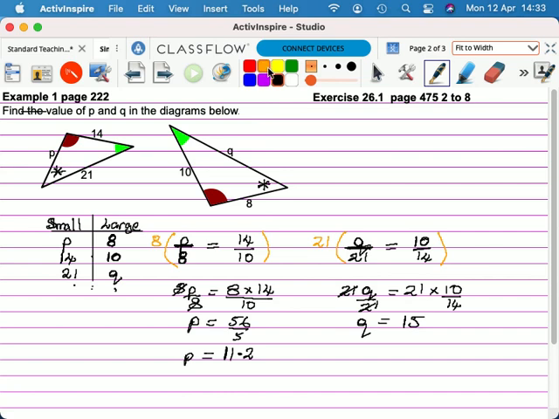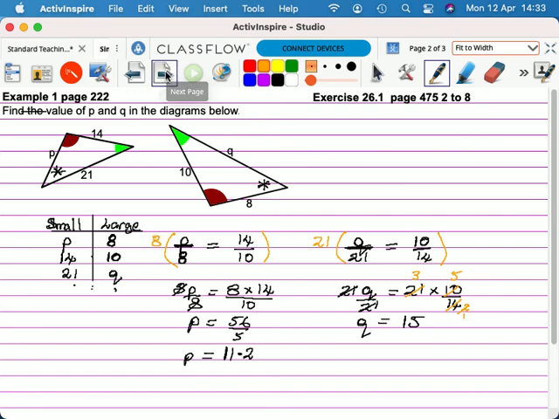So if I use the cancelling out method, 7s go into 14 twice, 7s go into 21 3 times. 3 10s are 30. 30 divided by 2 is 15. I could also have done 2s into 2 go once, 2s into 10 go 5, and the answer is 3 lots of 5 is equal to 15. And that's the end of that particular problem. And the exercise is exercise 26.1, and it's numbers 2 to 8.